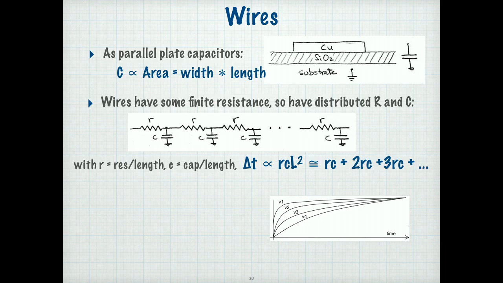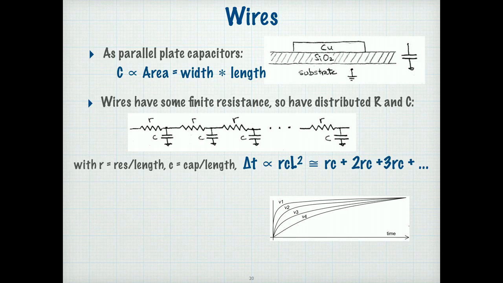So the area for a wire is its width and its length. So this is some wire that's running across the surface of the chip. It's going to have some length. It's going to have some width. From that, we could calculate, and we know what the thickness is, and we know the dielectric constant for silicon dioxide. We could figure out what the capacitance of that wire is. All right. Doesn't matter what the exact value is right now, but just believe me, there's capacitance there.